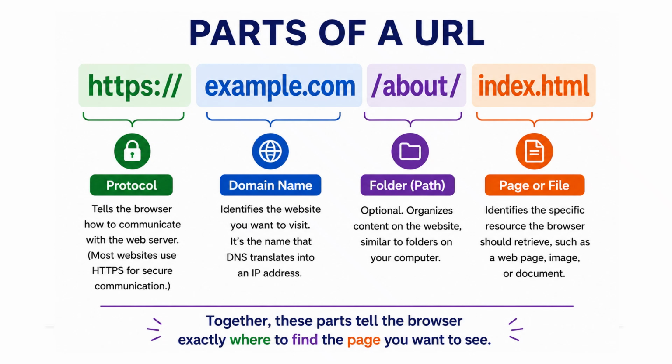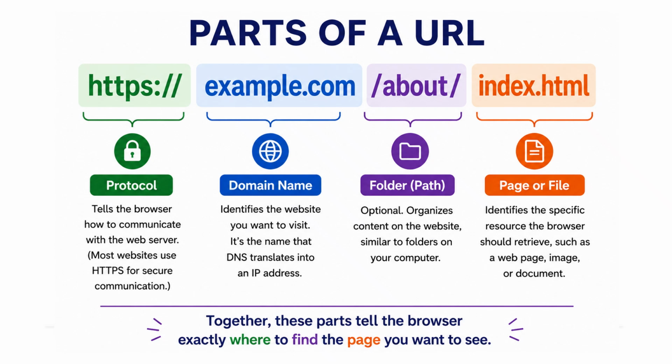After the domain name, you may see one or more folders which organize content of the website, much like folders on your computer organize files. And then finally, we have a page or a file name. This identifies the specific resource the browser should retrieve, such as the document or the web page. Not every URL contains folders or file names, but every URL includes enough information for the browser to locate the requested resource.